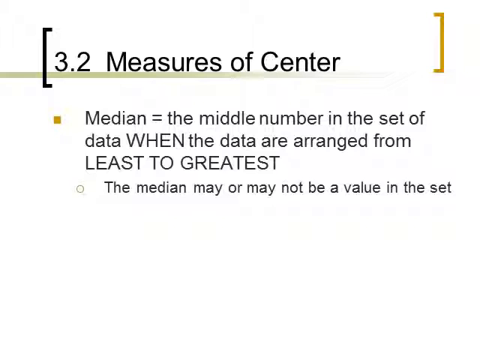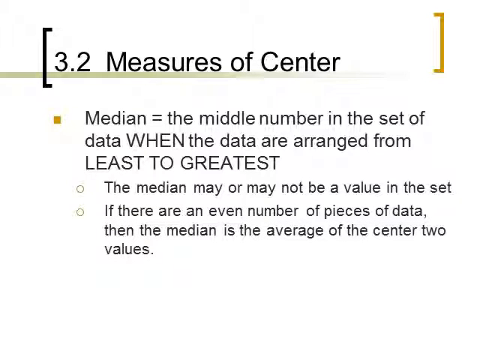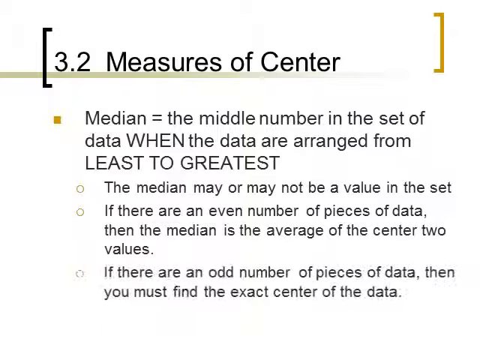The median is another measure of center. The median is the exact middle of the data. And to calculate the median, we have to first arrange the data in order from least to greatest. The median may sometimes be a value in the set, and if there are an even number of pieces of data, like if we have 12 numbers, then the median becomes the average of the two middle values, since there isn't a number exactly in the middle.